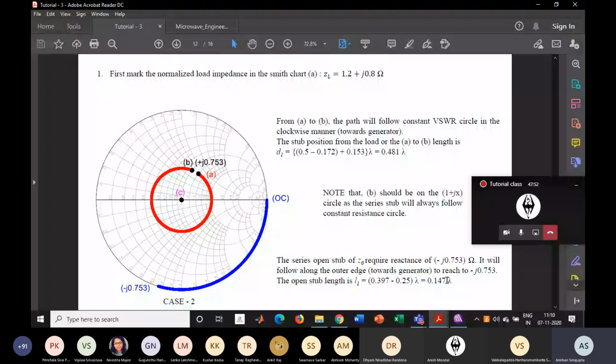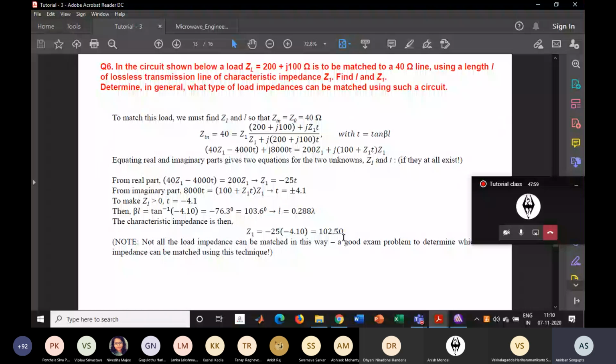Now the second question. Here the circuit is given. This is for question number 6. You can take that.